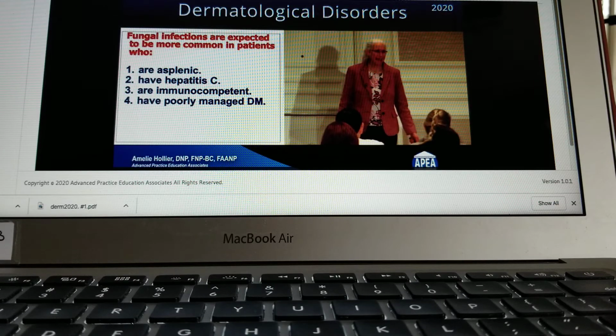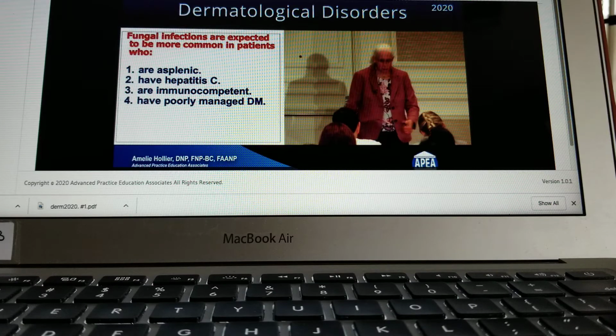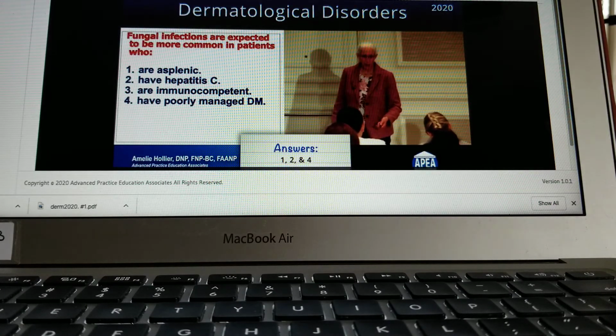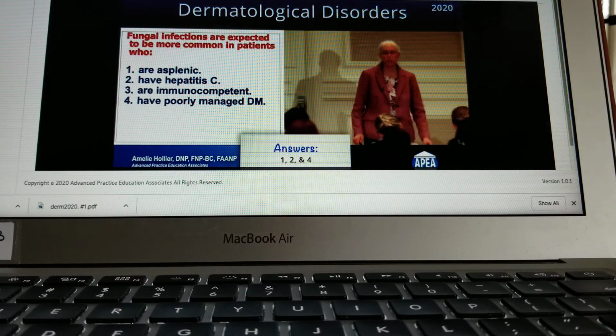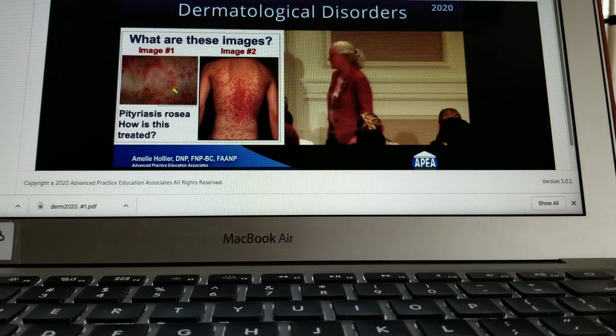All right. And maybe the most common reason you're going to see fungal infections is number 4. They have poorly managed diabetes. So I would circle all of them except number 3. Y'all on it? All right, here's another image for you.